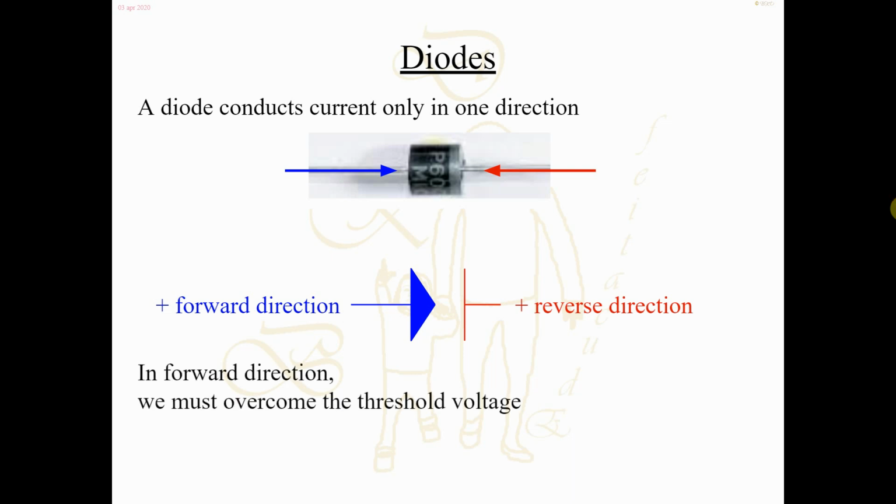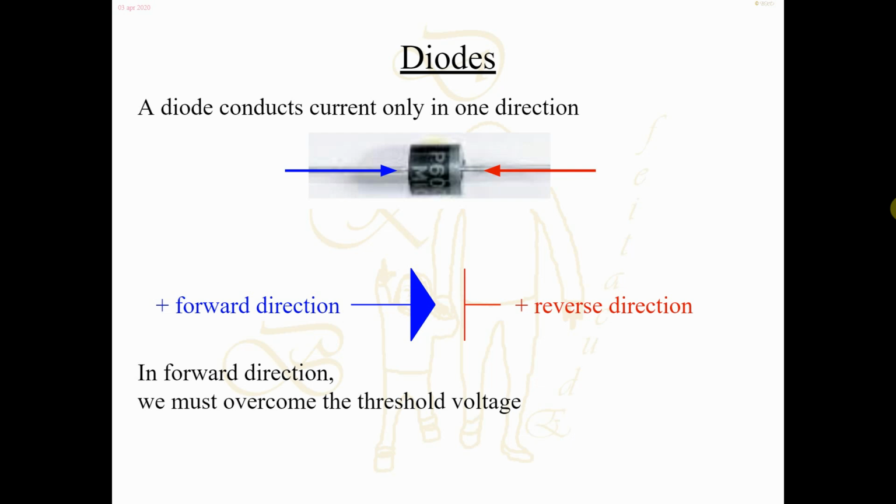Well, that's putting it a bit simple. The whole story of diodes is a lot more complicated than what's being told here. So, two little things. In the forward direction, we say that the current passes through, but that's not entirely true, because in the forward direction you have to overcome the threshold voltage.